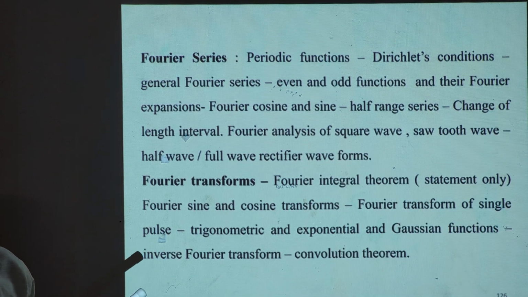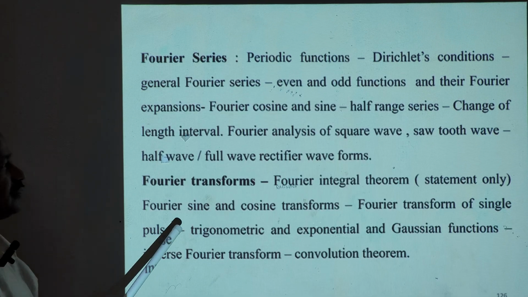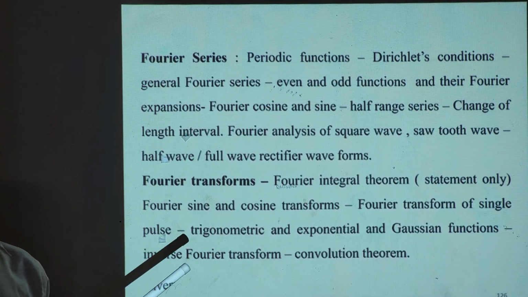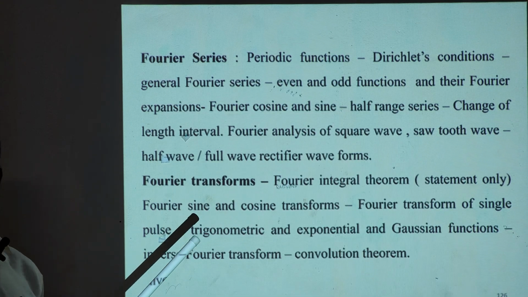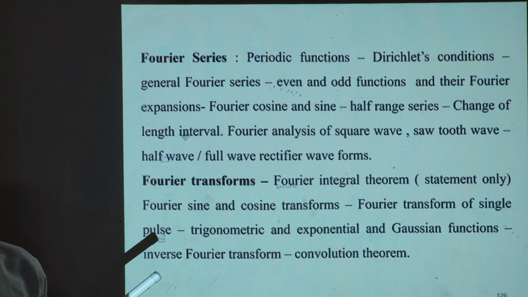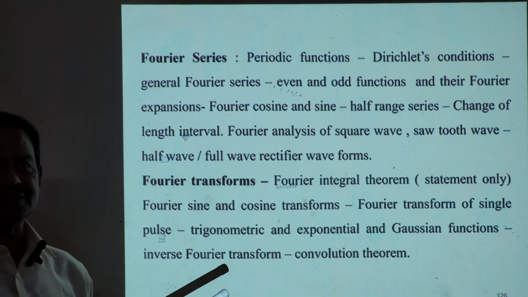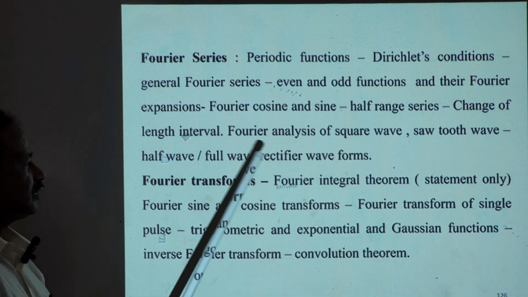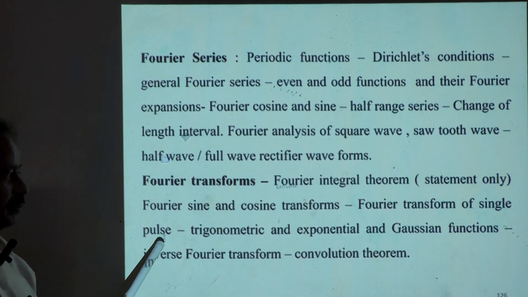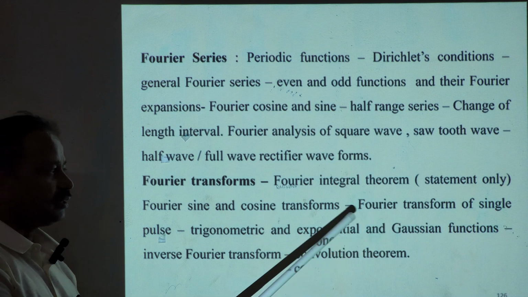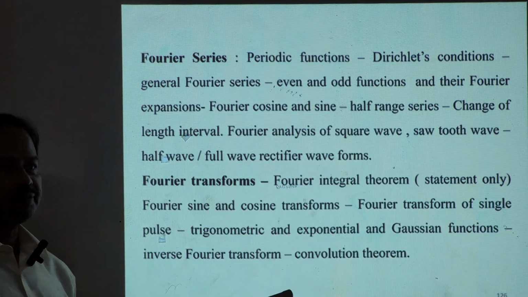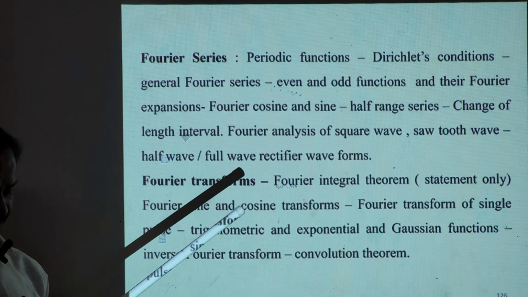So, in this unit, there are two sections. One is on Fourier series, another one is on Fourier transforms. So, we have finished Fourier series. Now, we have come to the second section, which is nothing but Fourier transforms. Under Fourier transforms, we are going to learn Fourier integral theorem, Fourier sine and cosine transforms, Fourier transform of single pulse, trigonometric and exponential and Gaussian functions, inverse Fourier transform and convolution theorem. So these are the topics that we are going to cover under this section.